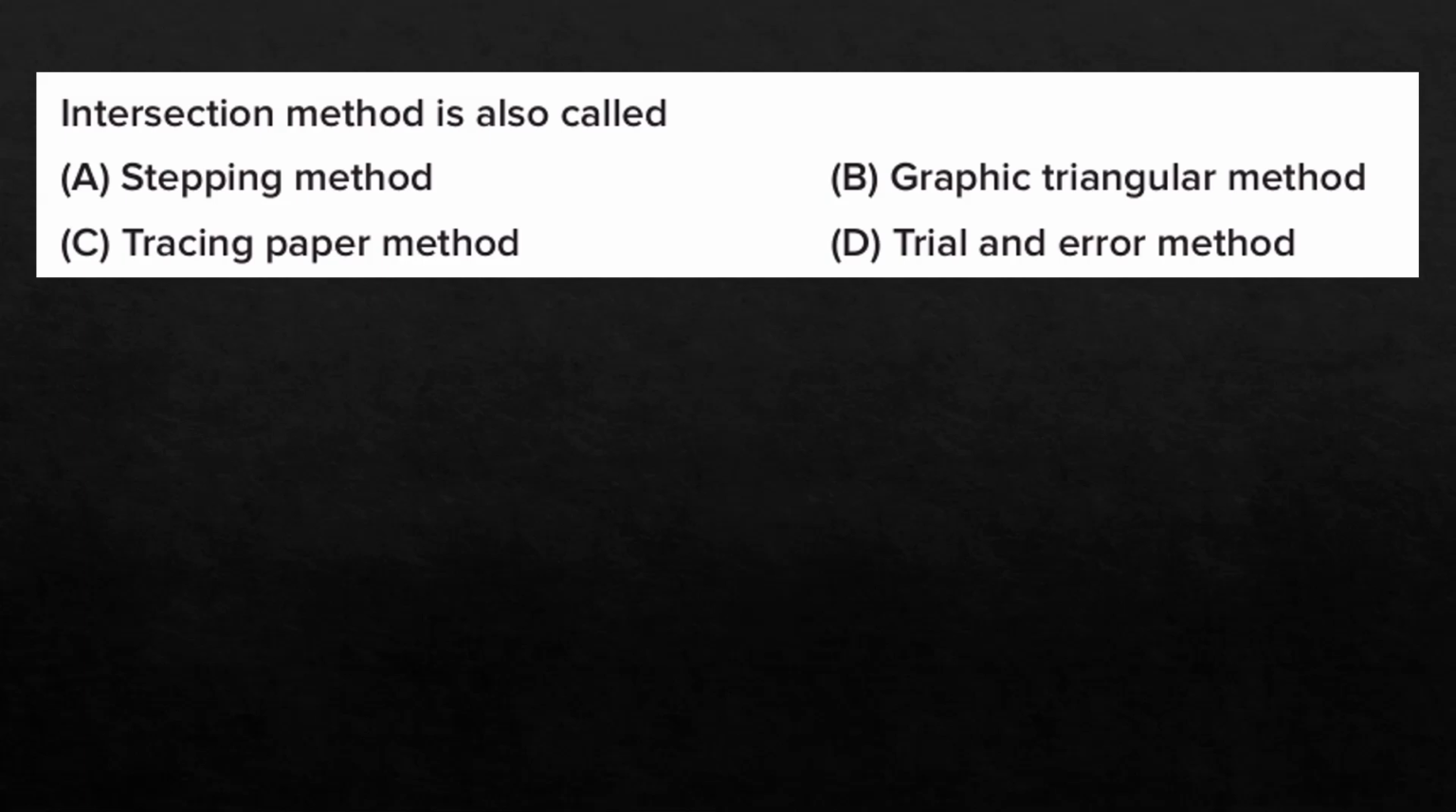Intersection method is also called? Intersection method is also known as graphic triangular method. In this graphic triangular method, the location of an object is determined by sighting it from two different plane table stations, and the intersection of sighting rays will give the position of the object.